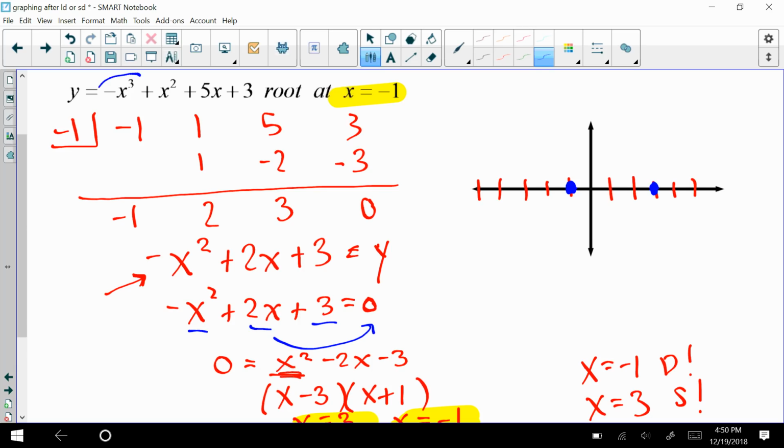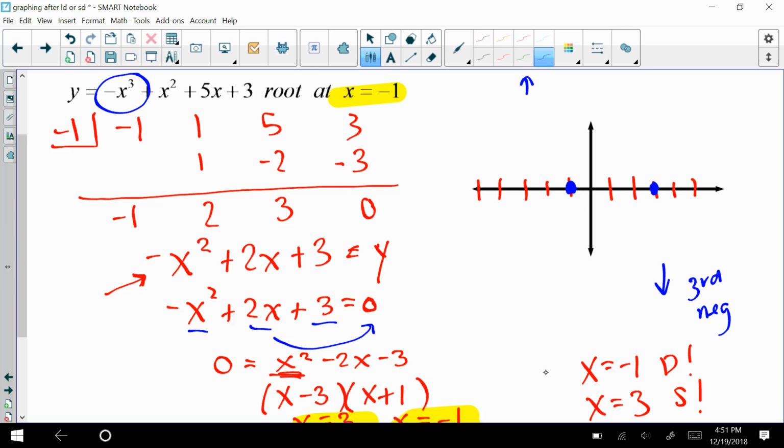I'm going to look at this leading coefficient. It is a third degree, and it is negative, which means my right arrow is going down. Third degree means your left arrow has to go the opposite side. So the left arrow is going to go up, the right arrow is going to go down.